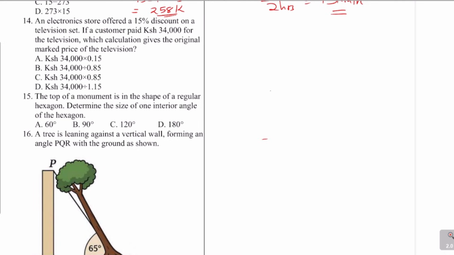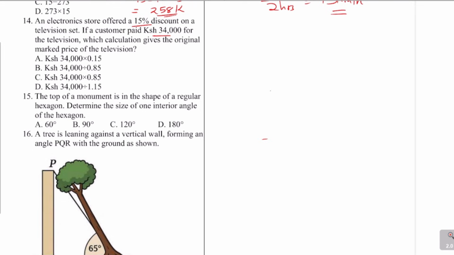Question 14. An electronics store offered 15% discount on a television set if a customer paid 34,000 shillings for the television. Which calculation gives the original marked price of the television? So 15% discount is given, and after the discount of 15%, the customer paid 34,000.